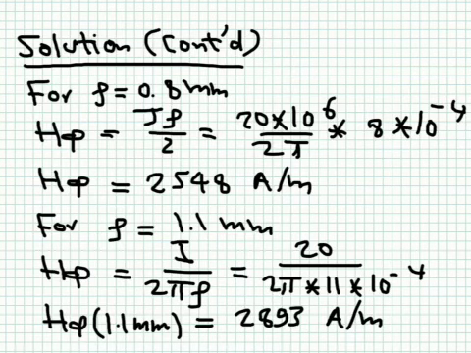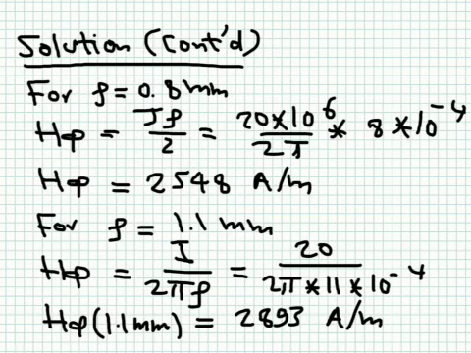Now for the last part, when you consider the case of 1.1 millimeter, you still apply Ampere's law. The integral of H dot dl is equal to the current enclosed, but the current enclosed does not depend on rho anymore. It is equal to the total current. So H phi multiplied by 2 pi rho is equal to I. I is equal to 20 ampere, and 2 pi rho, 2 pi multiplied by 1.1 millimeter, which is 11 times 10 to the minus 4. If you simplify that, you get 2893 ampere per meter.